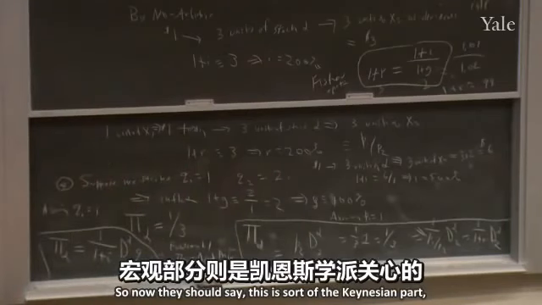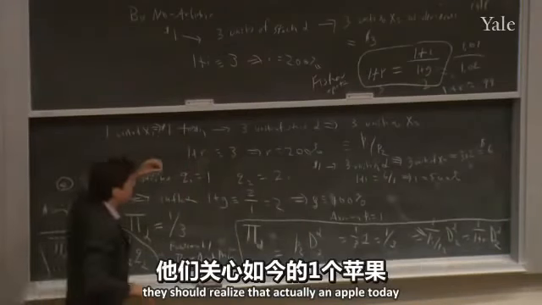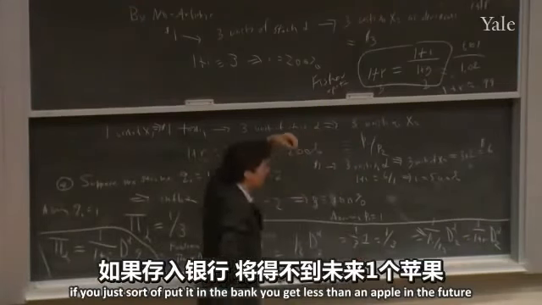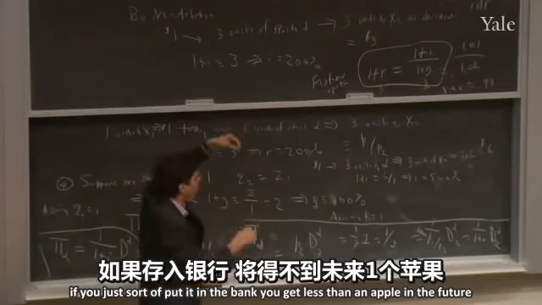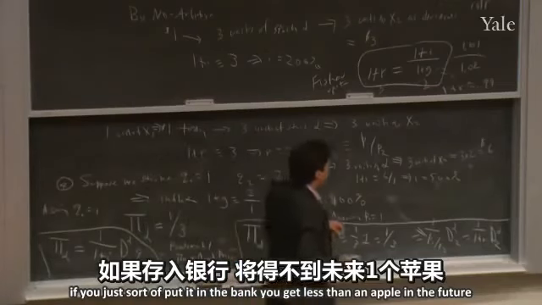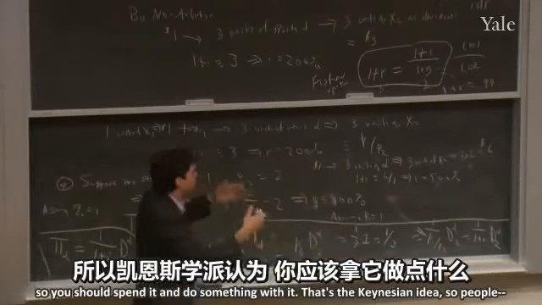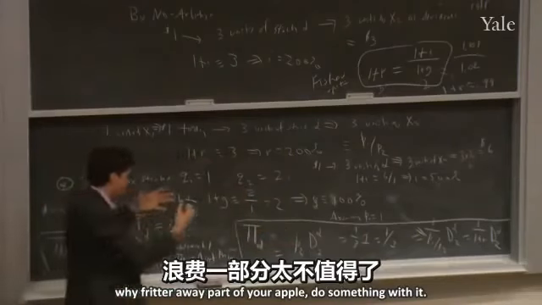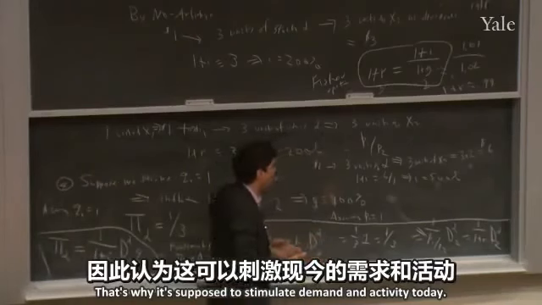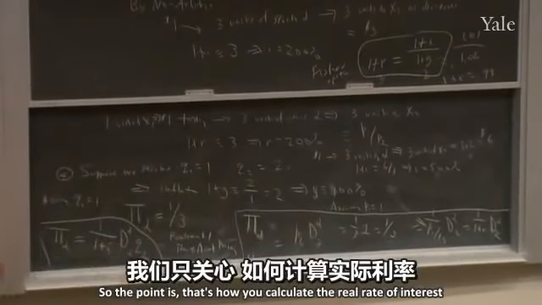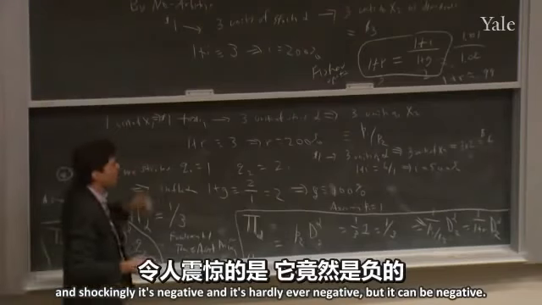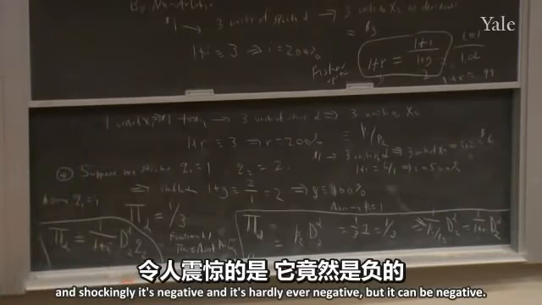So now they should say, this is sort of the Keynesian part, they should realize that actually, an apple today, if you just sort of put it in the bank, you get less than an apple in the future, so you should spend it and do something with it. That's the Keynesian idea. So why fritter away part of your apple? Do something with it. That's why it's supposed to stimulate demand and activity today. Okay, so the point is, that's how you calculate the real rate of interest, and shockingly, it's negative. It's hardly ever negative, but it can be negative.